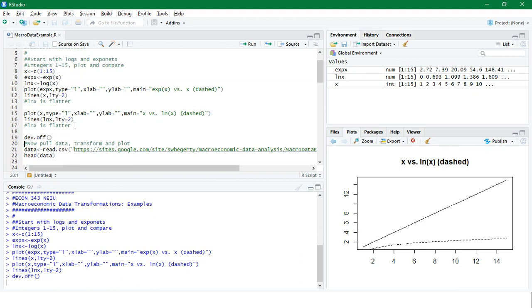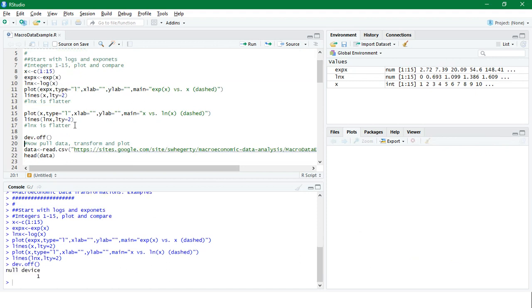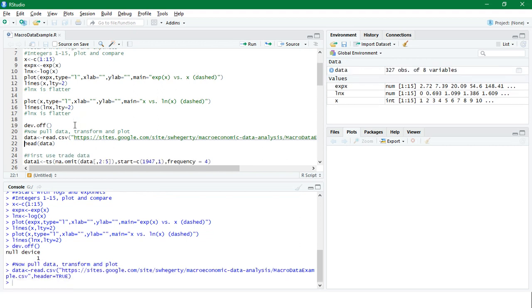Now, what I'm going to do from here, having talked about logs, is we're going to first pull the data set, then we're going to do some real shares of GDP, and then we're going to do inflation rates using logs as well as percentage changes. So I pulled the data from my website. It's already in the file here.